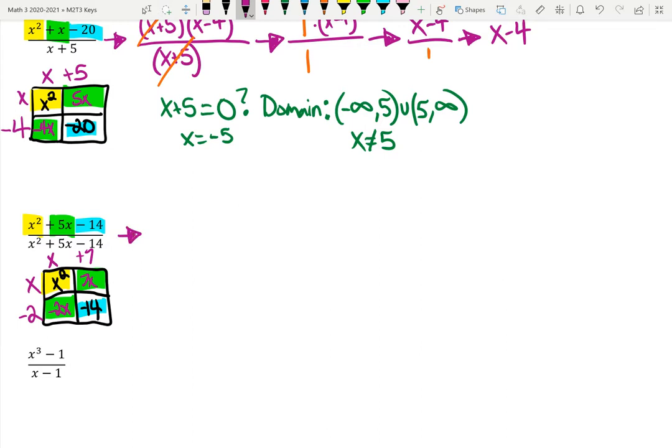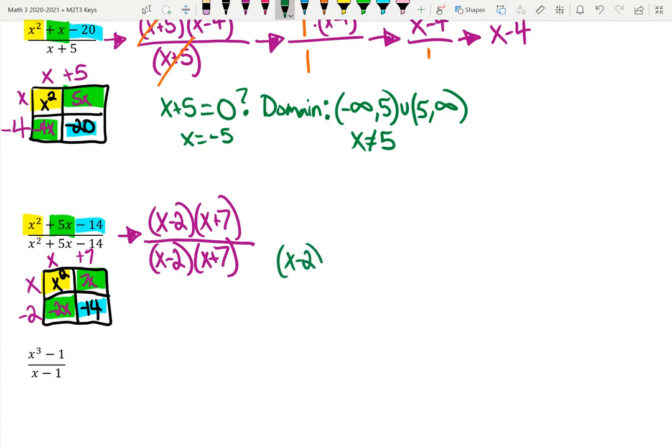I'm able to rewrite this as an equivalent expression: x minus 2 times x plus 7, all over x minus 2 times x plus 7. Before I do any canceling, I need to ask myself the two questions, starting with: when is the denominator equal to 0?